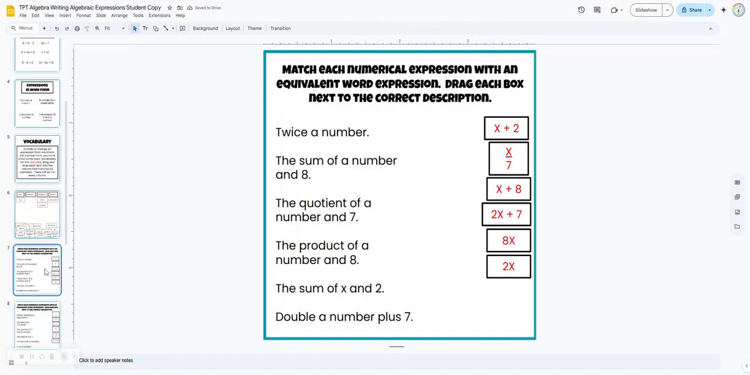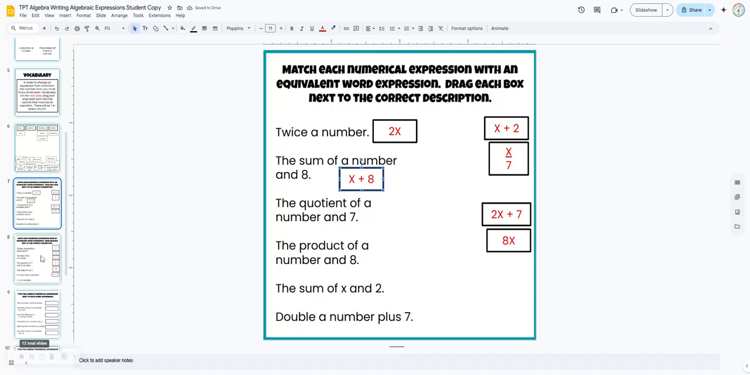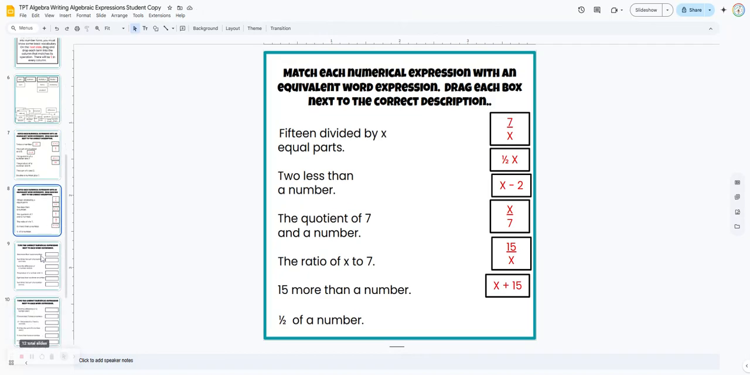Now when we get to slides 7 and 8, we've got these expressions in number form, and we're going to move them next to their equivalent in word form. So twice a number would be 2x. The sum of a number and 8 would be x plus 8, and so on. So we're going to move each of these into the correct place. They're going to do the same thing on the next slide.